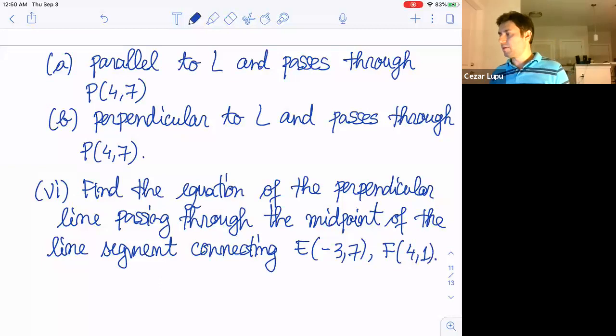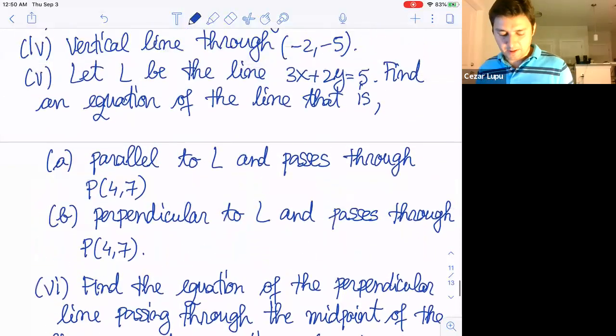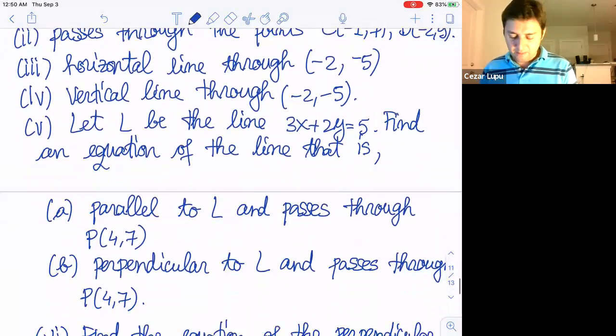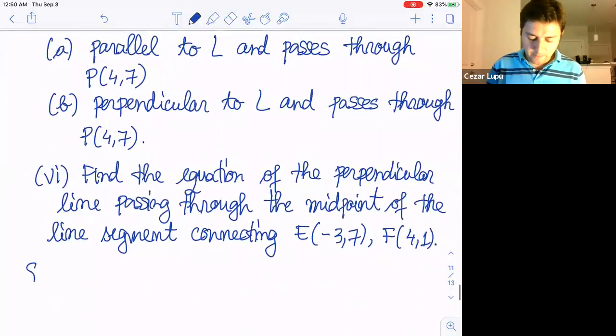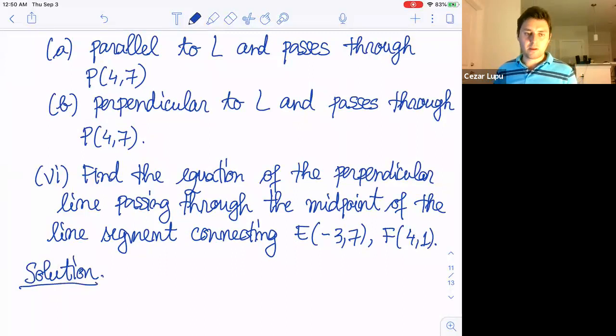Oh, that's a pretty long problem. You can see we have a lot of things to do here. But anyway, we'll go step by step. You will see that it's not hard. You just have to basically apply the formulas. There's nothing special around here. Let's start with the first one.